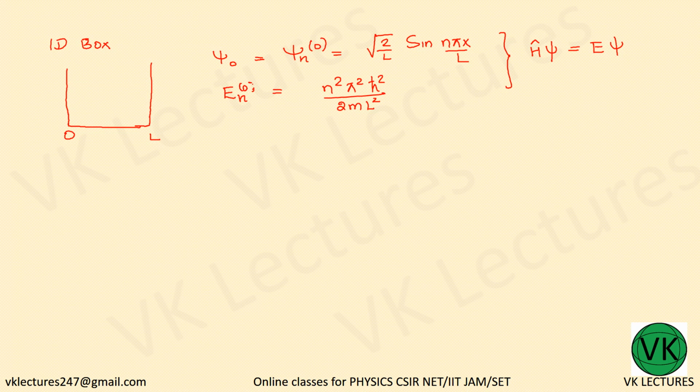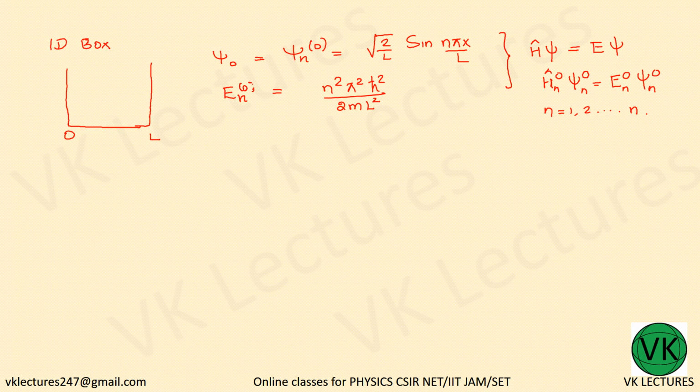And what does it give us? It gives us the unperturbed Hamiltonian H acting on the unperturbed wave function gives you the unperturbed energy times the unperturbed wave function. If you want, you can write H psi_n = E_n psi_n. This n represents the state, ground state, first excited state, depending on what. So n starts from 1, 2, etc.